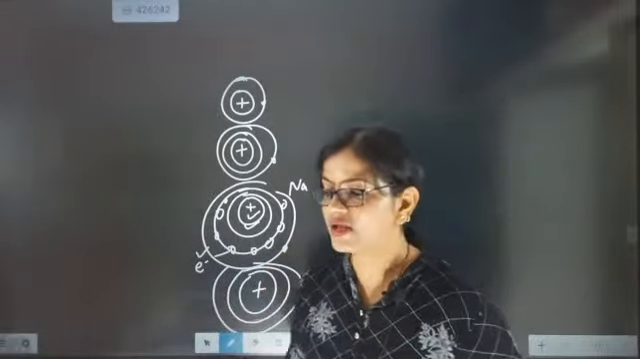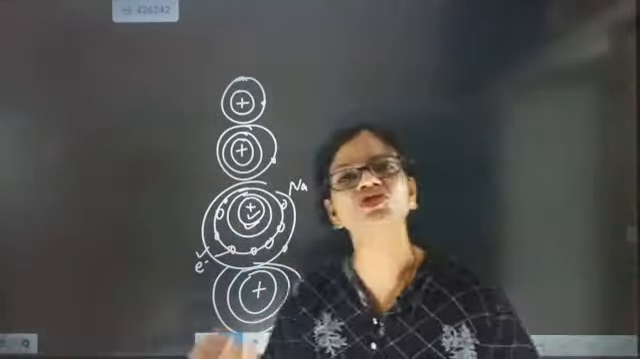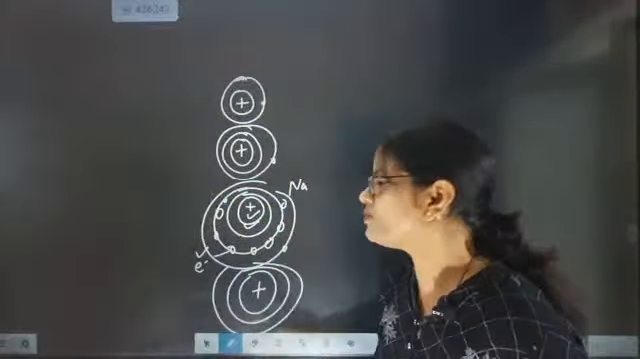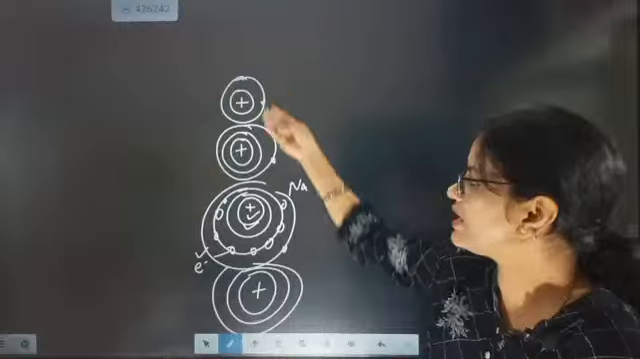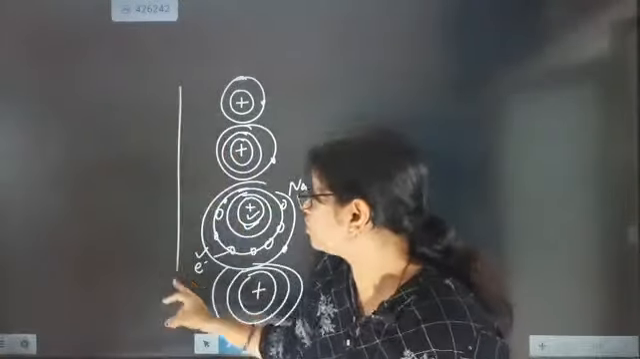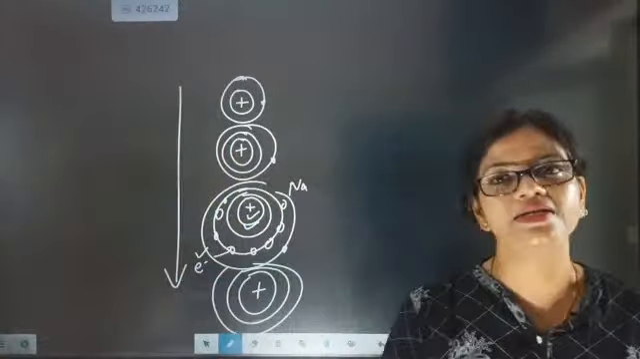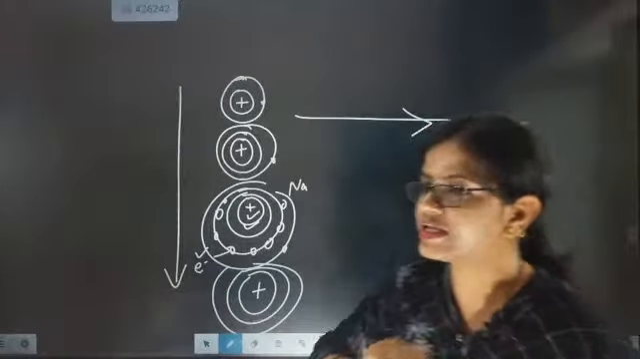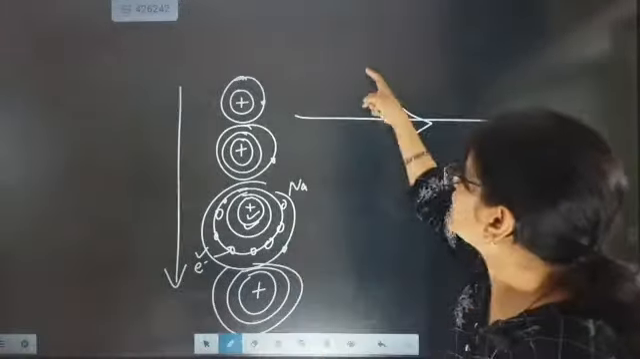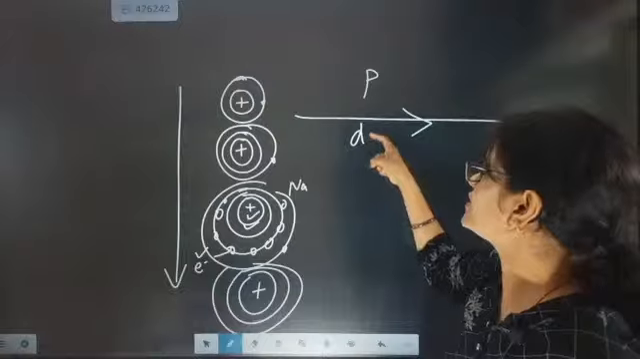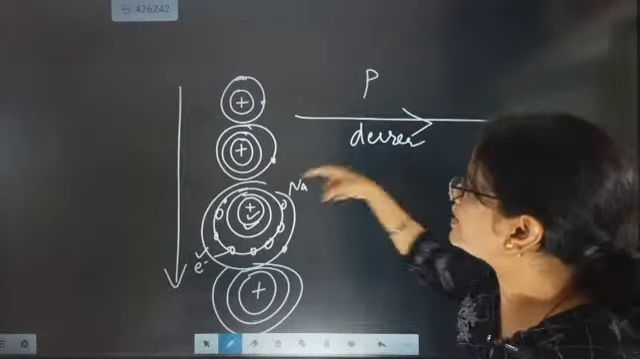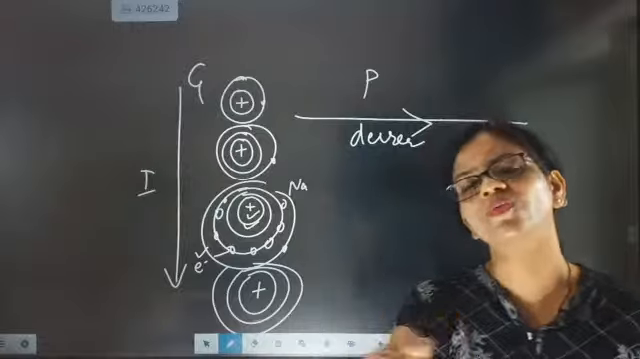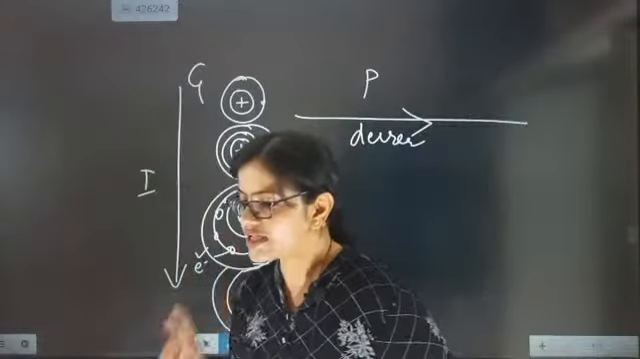Okay, so here we can see that because of the shielding or screening effect, the size of the atom keeps on becoming bigger. So atomic radius increases down the group. Atomic radius decreases in the period, increases in the group. So this is what we were discussing, that is atomic radius.